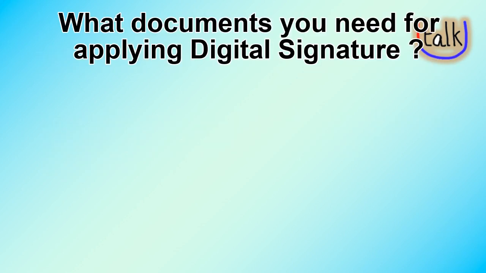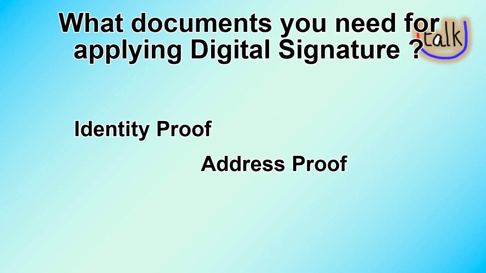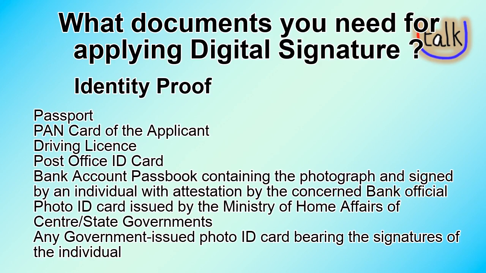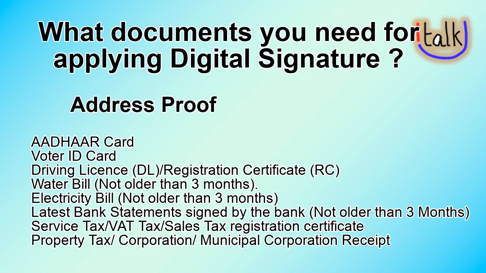What documents do you need for applying for a digital signature? You need identity proof and address proof. You could use passport, PAN card, driving license, bank account passbooks or photo ID issued by central or state governments. For address proof, you can use Aadhaar card, voter ID, driving license, electricity bill or the tax receipts. The property tax or the sales tax certificates, that would do.